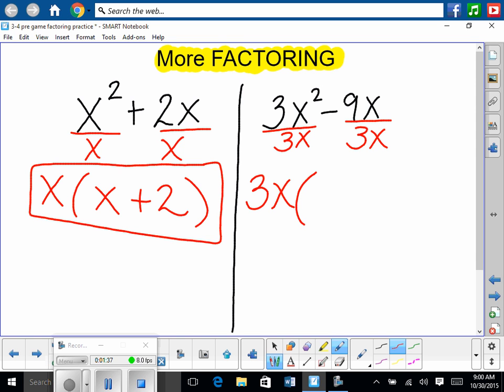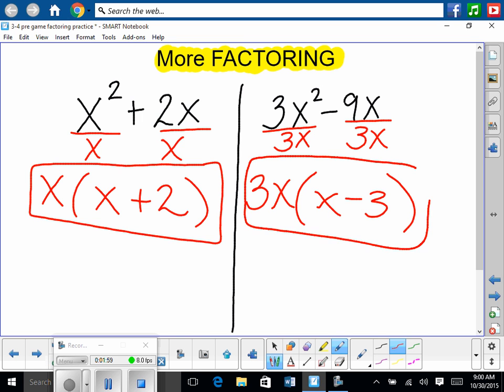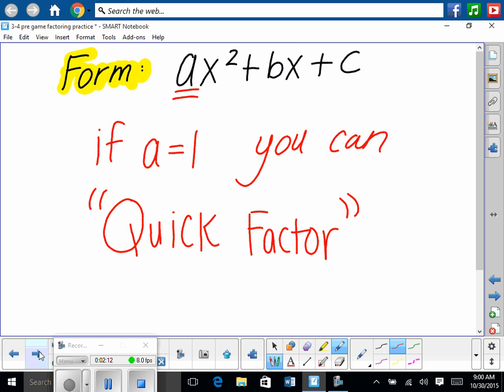3x squared divided by 3x. 3 and 3 are gone. X squared divided by x is x. All right, negative 9x divided by 3x is minus 3, good. Negative 9 divided by 3 is negative 3. X divided by x is 1. Are these linear factors? Are they both degree 1? Yes, so we're done factoring. Now, if we said solve, then you would set those linear factors equal to 0 and solve, right? But I'm just asking you to factor today. Awesome, that's the attitude. All right. No questions on this.